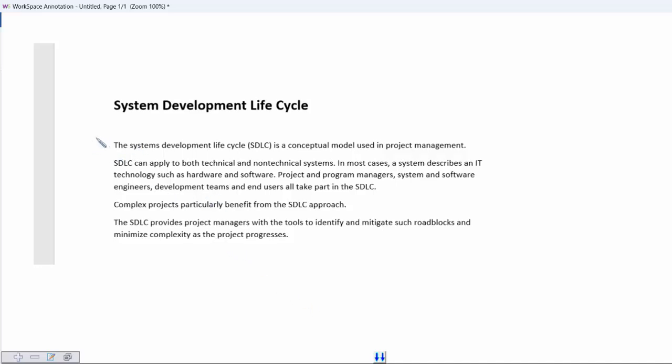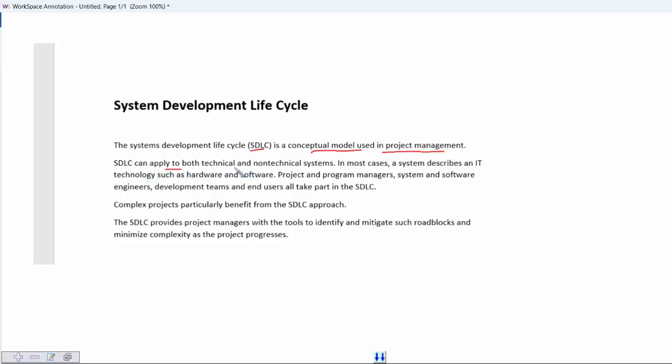So in this video, we will talk about the system development life cycle. It is also abbreviated as the SDLC. In most of your books, in most scenarios, when you talk about the system development life cycle, we will always use the short form SDLC, and it is a conceptual model used in project management. It usually describes the stages that are involved in an information system development project, from an initial feasibility study all the way through the maintenance of the completed application.